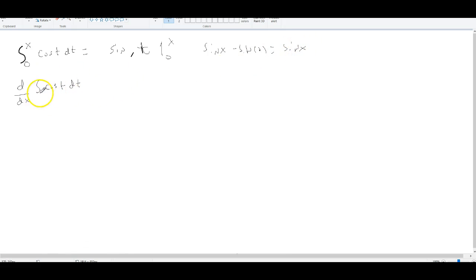Realizing that we just did this part, if I take the derivative of this integral from 0 to x, I'm going to go ahead and take the integral first. I get sine of t from 0 to x, same drill. I then get sine of x minus sine of 0. That's going to give me sine of x, which I still take the derivative of. When I take the derivative of that, this becomes cosine of x.